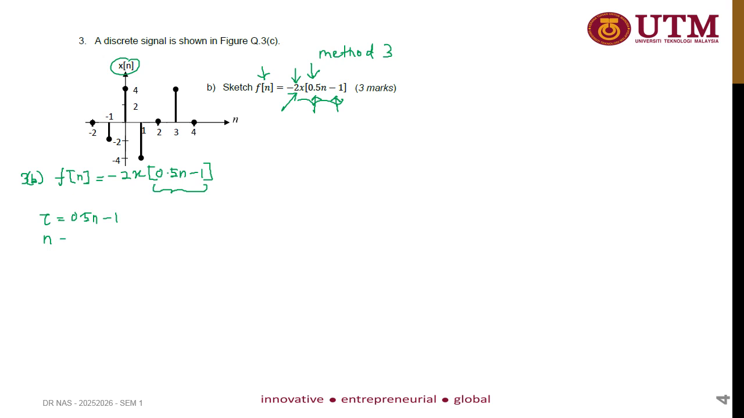So what is your new n? New n equal to tau plus 1 divided by 0.5, so also equal to 2 tau plus 2. So what is your tau? Tau is basically the value of n that is being converted into tau. Let's draw that signal again. Now the axis n becomes tau. So it's negative 2, negative 1, 0, 1, 2, 3, and 4.